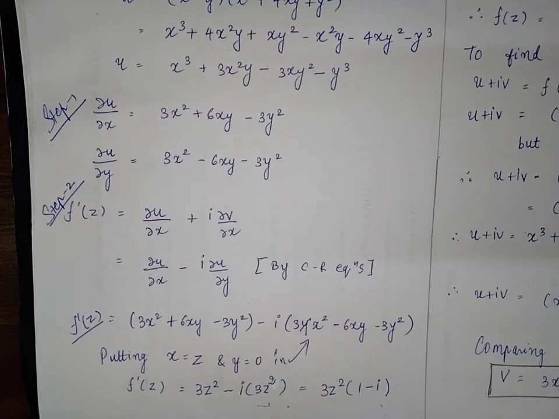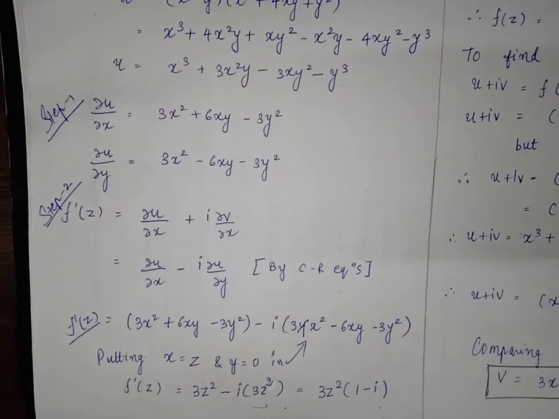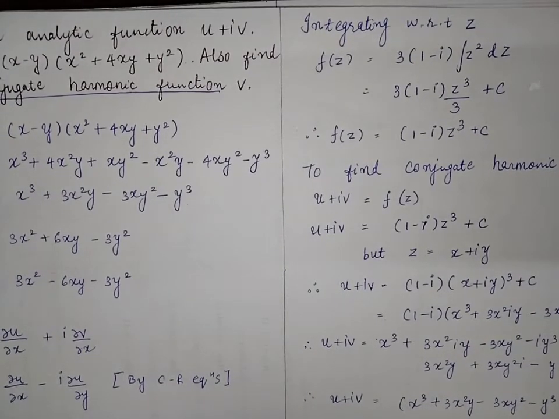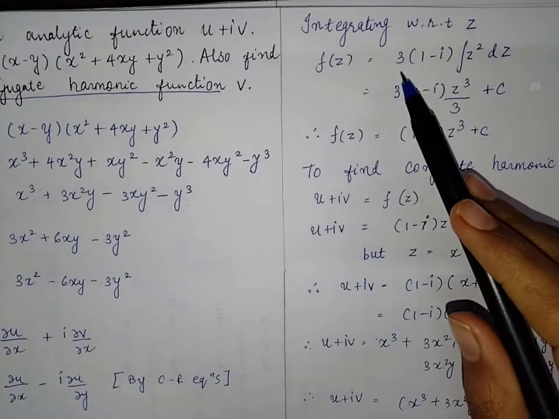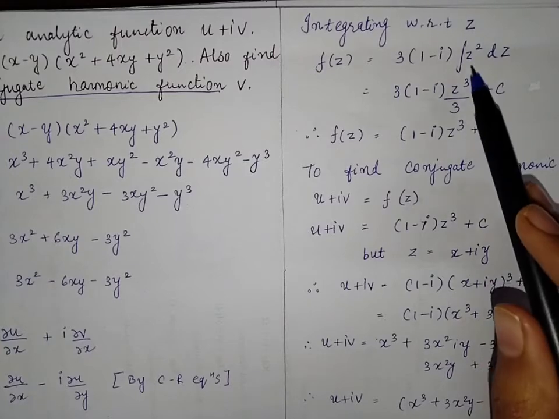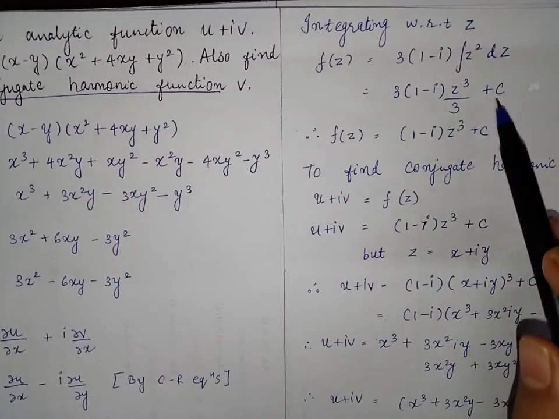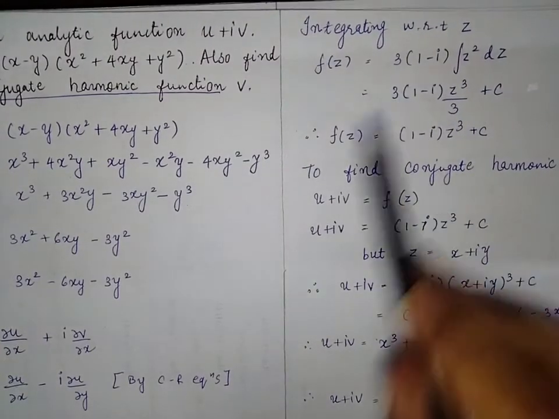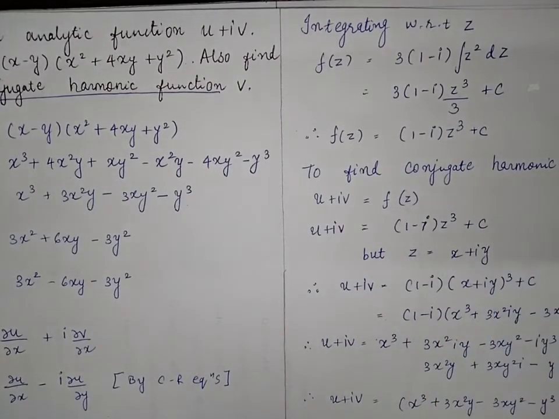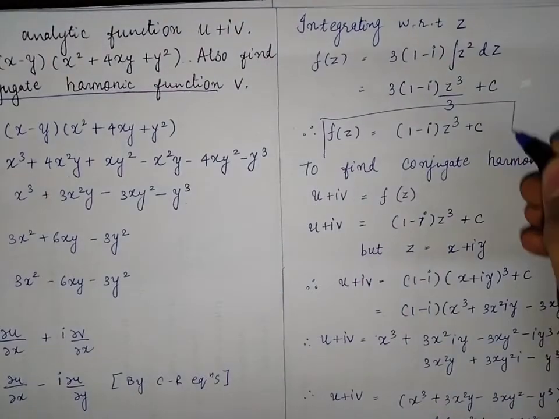Now in order to obtain f of z we have to integrate f dash of z. Okay, to get f of z we will integrate f dash of z. So f of z will be the integration of 3 into 1 minus i, which is a constant term, and the integration of z square will be z cube by 3. This 3 and this 3 will get cancelled, so we will get 1 minus i into z cube plus c. So this is the answer.